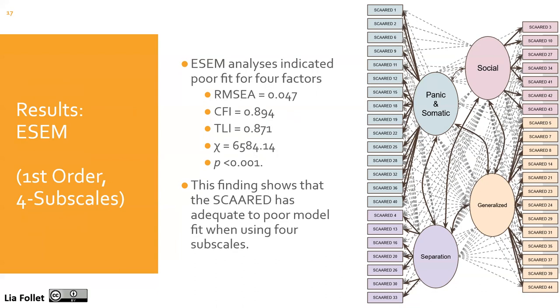Now for this model, we also allowed cross-loadings. So the model is still literature-derived and we still allow the subscales to co-vary, but now items aren't only allowed to load onto their specified item. In other words, they are allowed to cross-load.